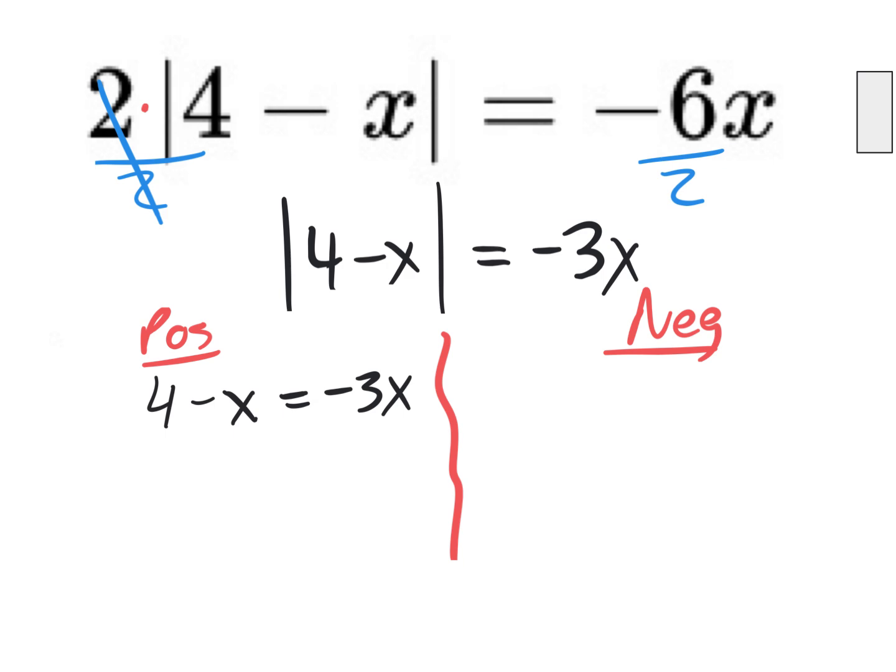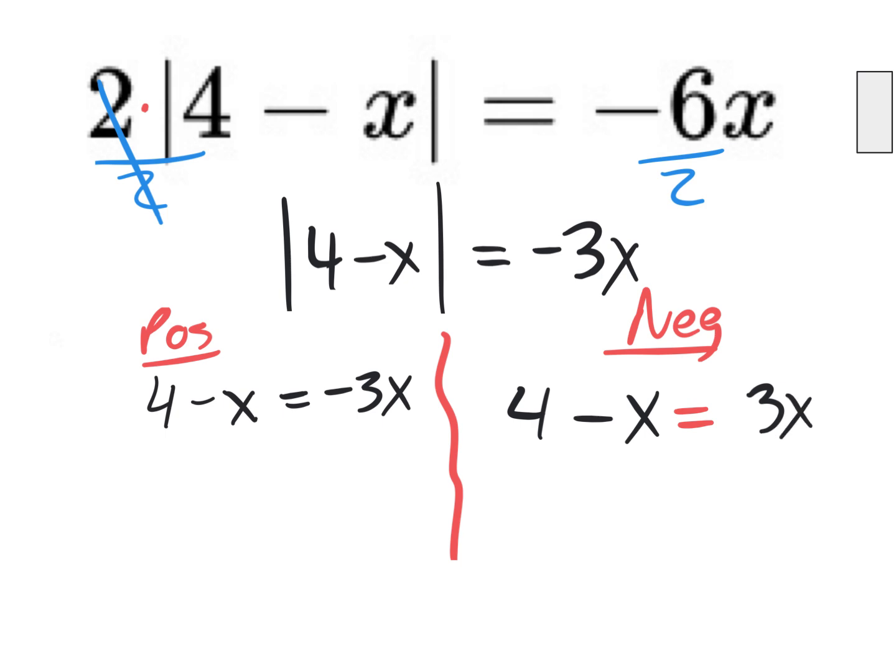Now, the negative situation, it's the same exact thing, 4 minus x, but you're going to flip the equal sign. And if you take that equal sign and flip it, it's still going to say equal. But you're also going to change the sign of the right side of the inequality or equal sign. So this negative 3x is going to become positive 3x.